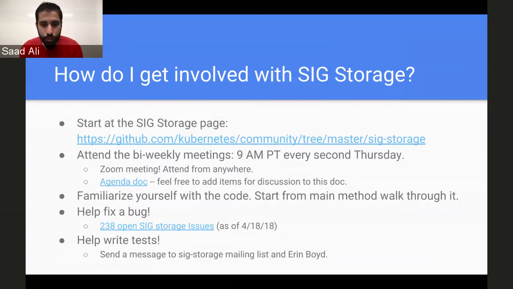I think we have such a huge code base with so many different features and so many different volume plugins. We have a very, very large matrix of tests that need to be written, and honestly, we don't have as much coverage as we should. So we're always looking for help for improving this coverage, writing new tests. If you're interested in helping out with that, send a message to SIG Storage or Erin Boyd, and we can point you in the right direction.